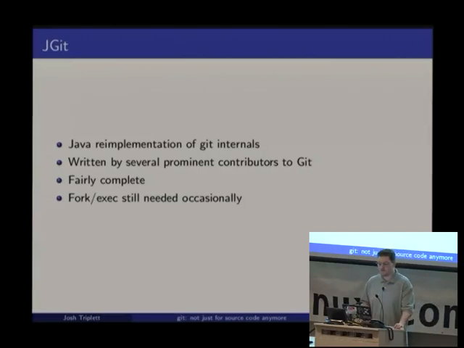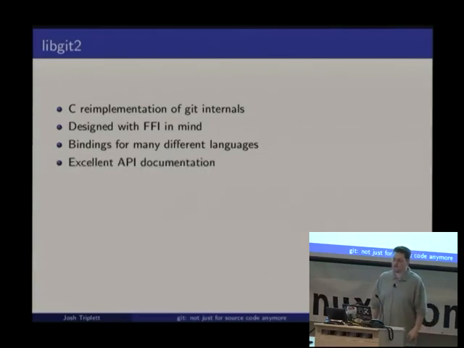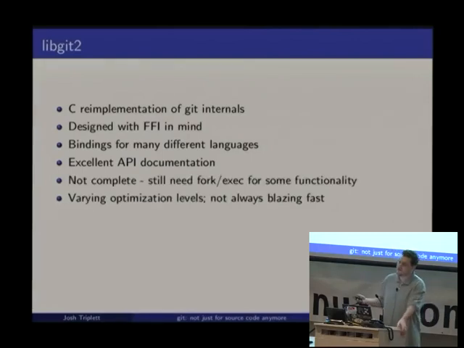The one that's becoming a lot more popular is libgit2, and it's written in C, and so it's obviously usable as a C library, but the much more important thing is that as a C library, it was designed with foreign function interfaces in mind, so it has bindings for a dozen different languages, and it's pretty easy to add one for your language of choice. It also has really excellent documentation, and the main thing with it, though, is it's still not complete, but it's actually being worked on. You do occasionally need fork and exec, but they're pretty responsive to bugs saying, hey, it doesn't do this, so I had to run this command.